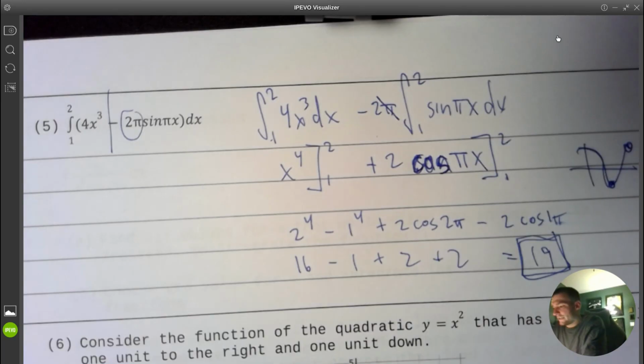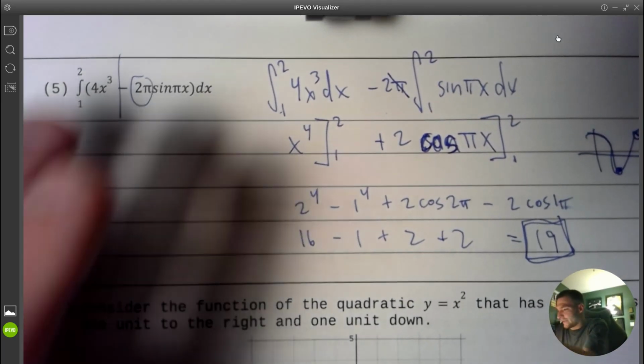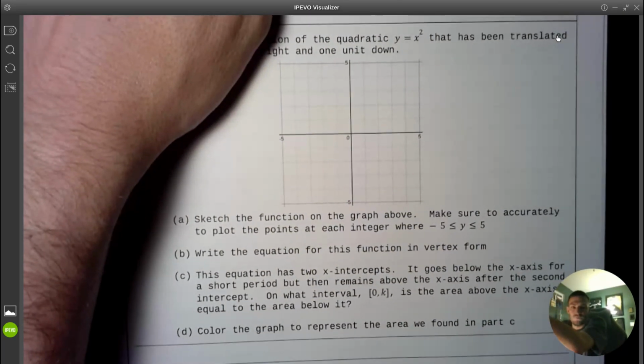Double check with the calculator if you need to, but I'm feeling pretty good about it. Oof, we got a yapper here.